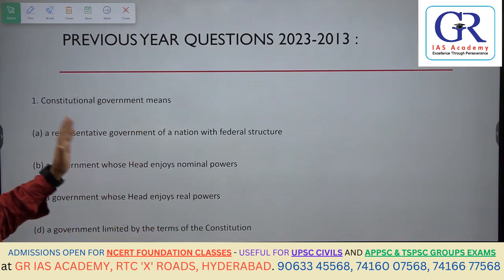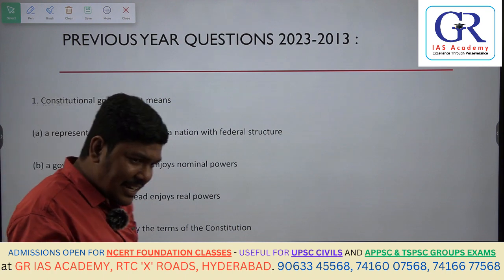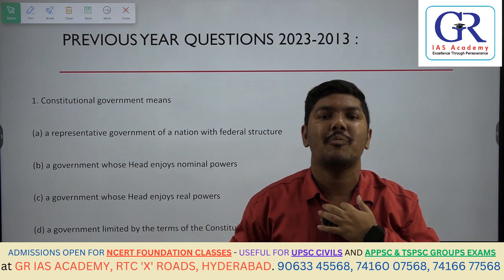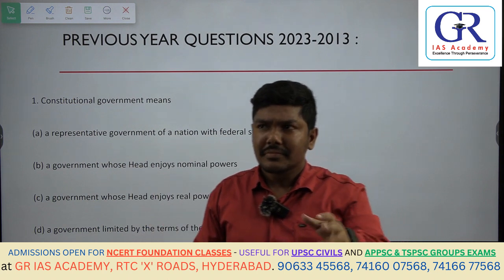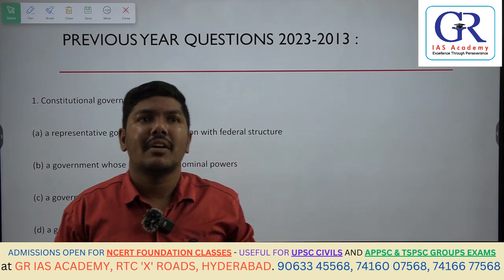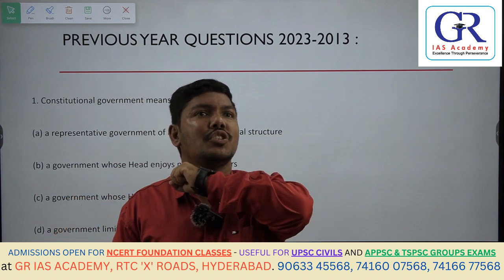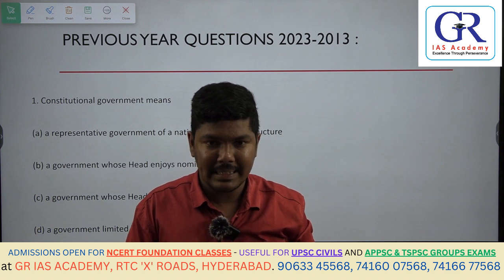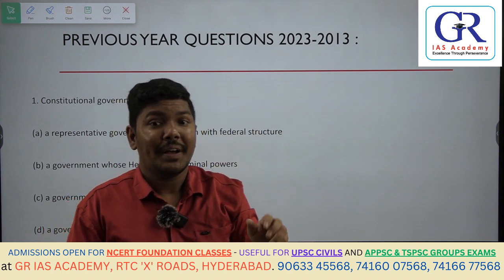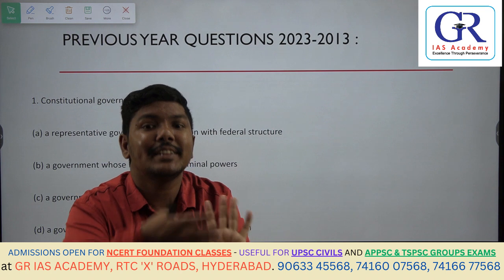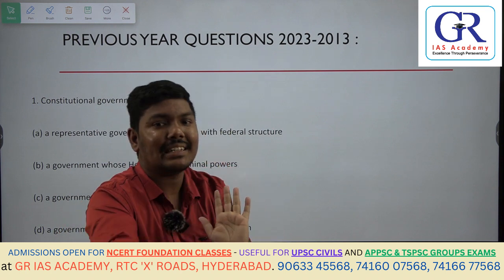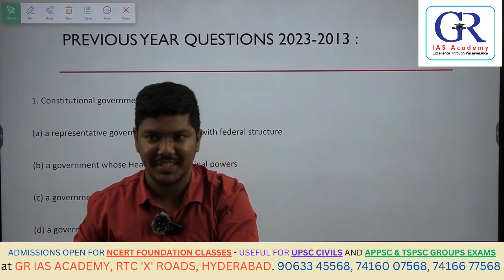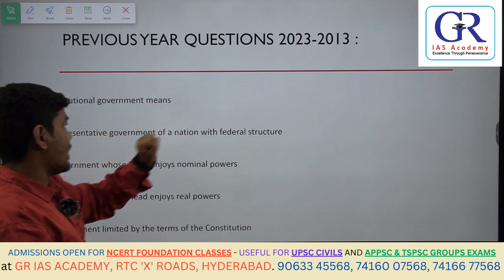Now, based upon this discussion up till now, there are a few questions from 2023 and 2022 that have been asked. So, in a constitutional government, does the government enjoy absolute and unlimited powers? No, because its powers are limited by the constitution. It has to act according to the rules and regulations that are framed by the constitution. Okay, this is the question.